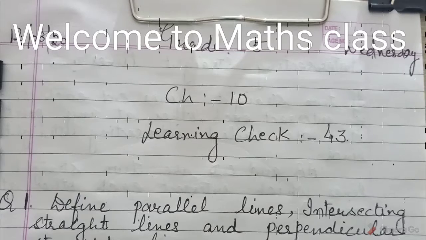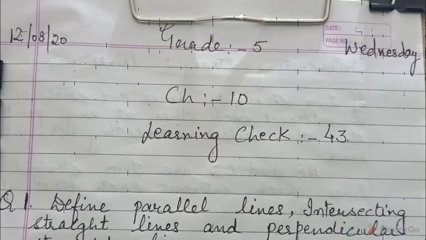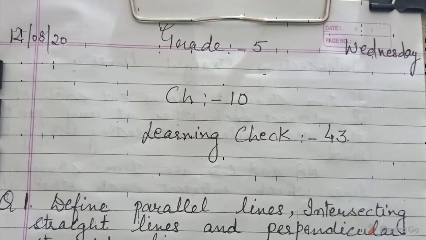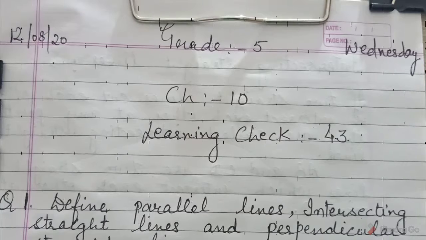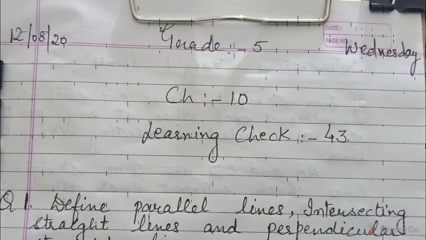Well, students, today we will start chapter 10, learning 43. First question of the exercise is: define parallel lines. Now, what is a parallel line? Parallel lines are those lines which have equidistance between these two lines.